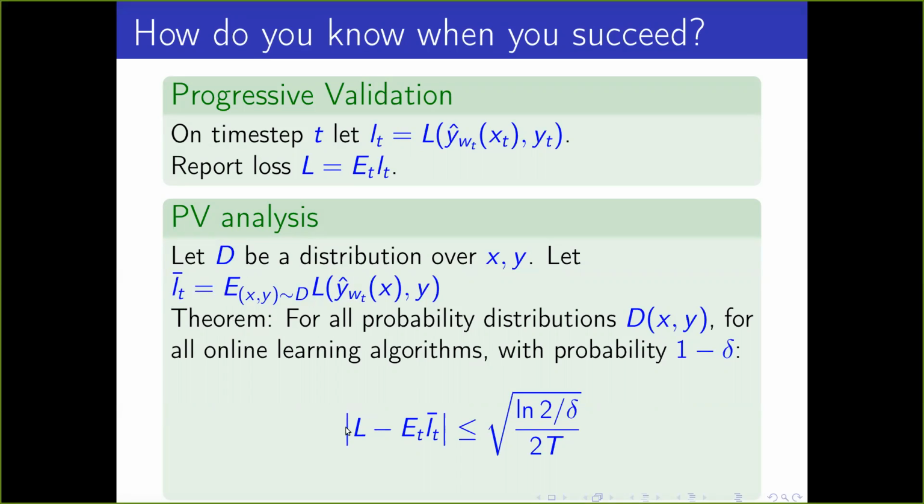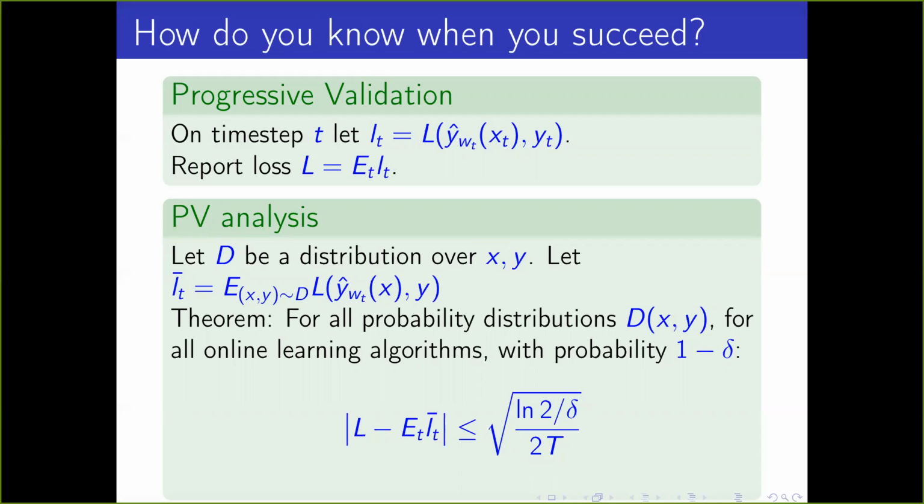Then we have our empirical average loss, L. We have our sequence of expected losses, which we've taken expectation over. So this is also something in the same range as the losses. And it claims that these deviate from each other by something like square root of log 2 over delta divided by 2T.